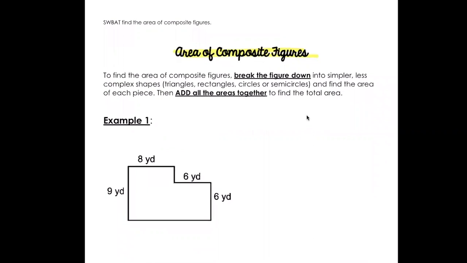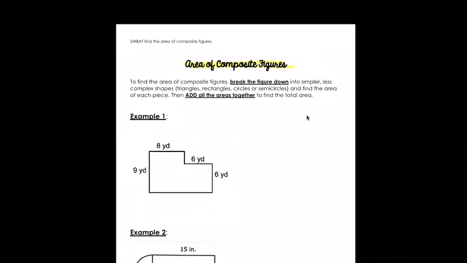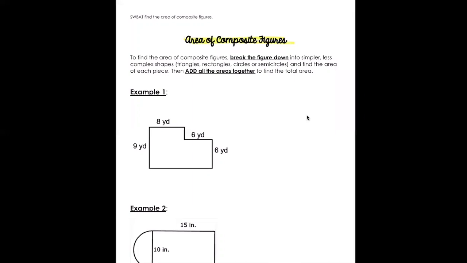To find the area of composite figures, break the figure down into simpler, less complex shapes. Shapes like triangles, rectangles, circles, semicircles. A semicircle is a half circle, by the way. And you're going to find the area of each piece, and then you are going to add all the areas together to find the total area, basically.